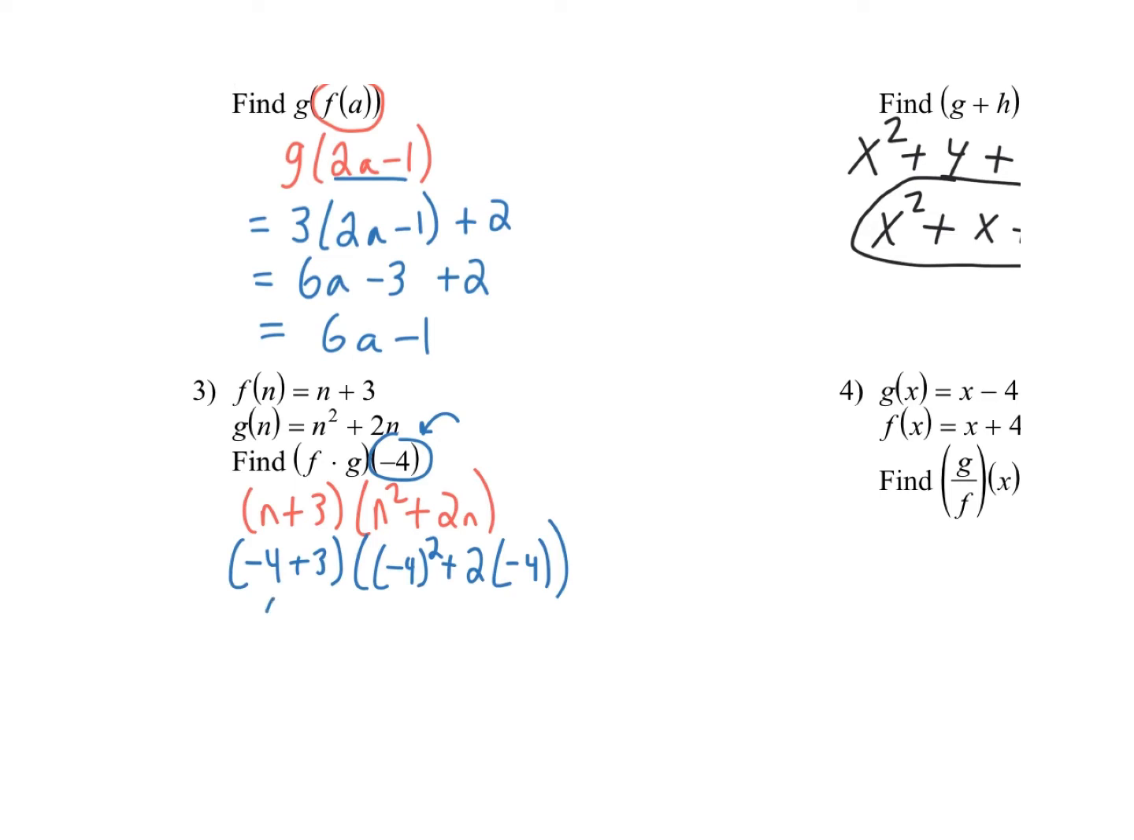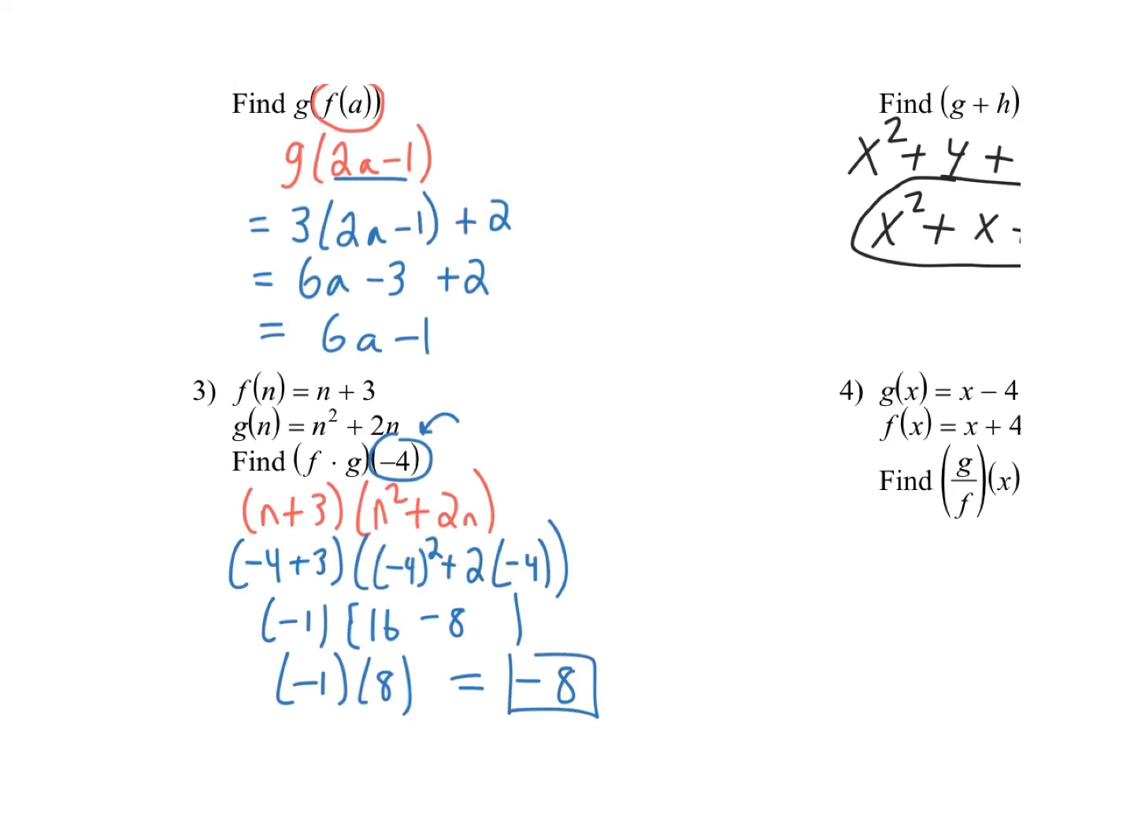So negative 4 plus 3 is negative 1. The other piece, we have negative 4 squared. So be careful, that is actually 16. And then 2 times negative 4 is negative 8. So plus negative 8 is really like minus 8. And this simplifies to negative 1 times 8, which is negative 8. Final answer.